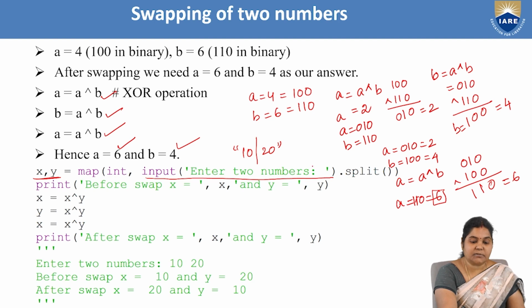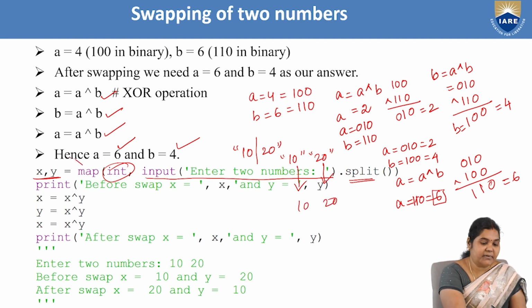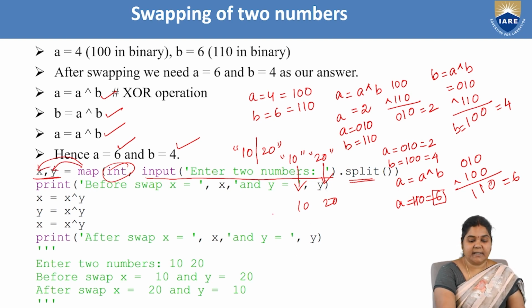So we are splitting it. Using a split function we are splitting, so it becomes individual strings 10 and 20. And then we are applying the int function. Then 10 and 20 are converted into integer 10 and 20. And then it is mapped to the variables on the left hand side. So the first value will be stored into x. So x is equal to 10 and y is equal to 20. This is the meaning of this first line.